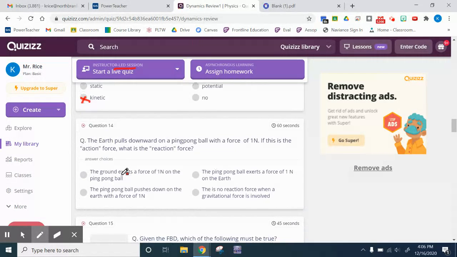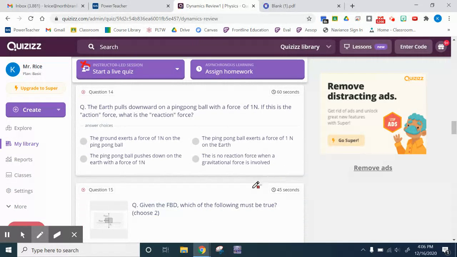No problem there. The Earth pulls downward on a ping pong ball with a force of 1 Newton. If this is the action force, which is the reaction force? We're talking about Newton's third law force pairs here. If the Earth pulls down on the ball, well, then the ball exerts a 1 Newton force on the Earth. That is the equal and opposite force.